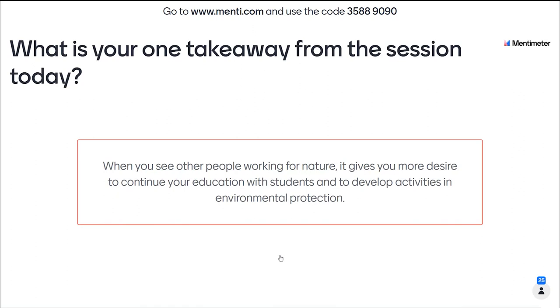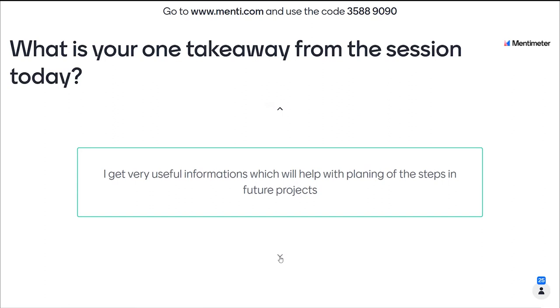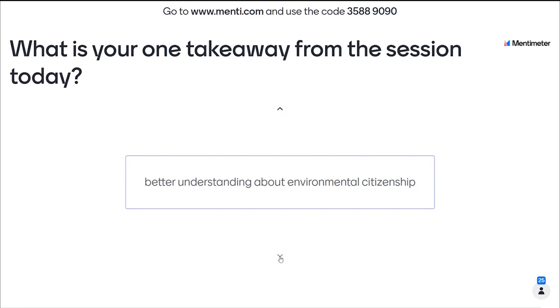Yes, this is important, and that's what we were talking about, environmental citizenship. And as educators, it is also important that we act together. We support each other, learn from each other. And our problem solving or our action as environmental citizens is to prepare, in private and public sphere, the next generation or younger generation with the tools in form of environmental literacy to be able to engage and address the issues that are there. Active involvement of students, I find very useful, which helps in planning the steps in future projects. Better understanding about environmental citizenship. Thank you.